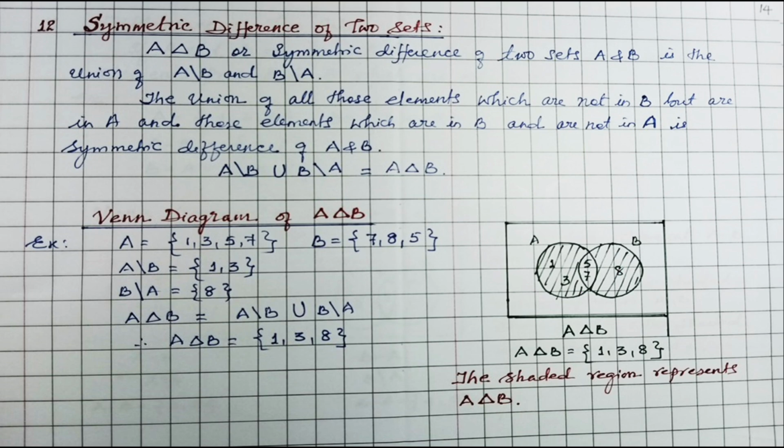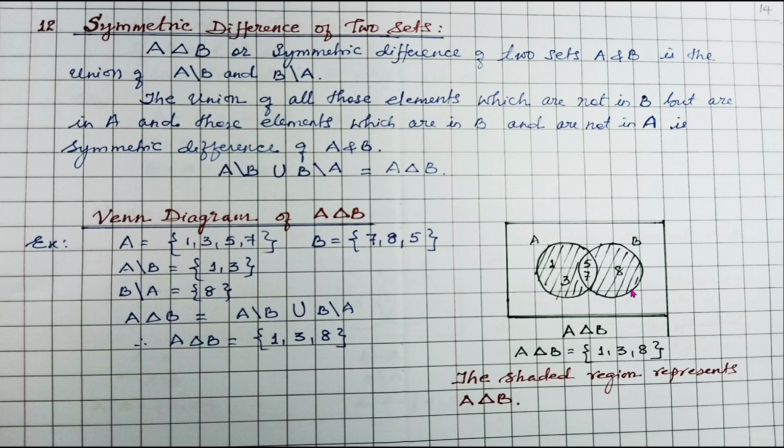Now the Venn diagram of this will be: draw a rectangle, draw two circles, one circle for A, one circle for B. They are intersecting circles because 5, 7 are common elements here. So write the common elements 5, 7 in the overlapping region. The remaining elements of A are written as 1, 3 in the circle A, and the remaining element 8 of B is written in the circle B. And now shade A union B, meaning we have to shade it fully, so that we find 1, 3, 8.